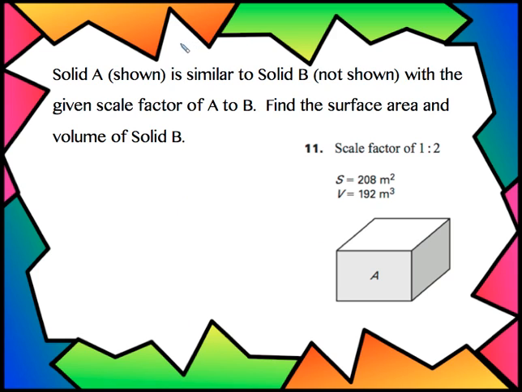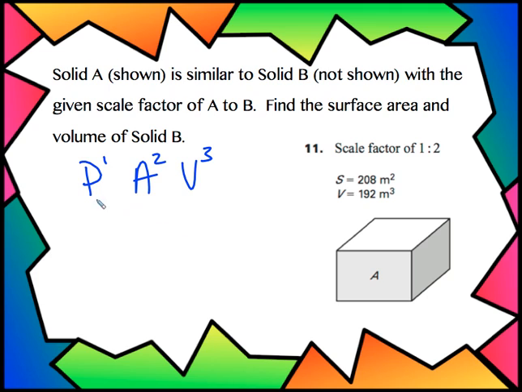Okay, solid A is similar to solid B, but we don't have solid B. With a given scale factor from A to B, find the surface area and volume of solid B. So we've got to remember PAV 1, 2, 3, where the area is reduced to the scale factor squared and the volume is reduced to the scale factor cubed. This is perimeter, but we won't be dealing with that with three-dimensional figures.